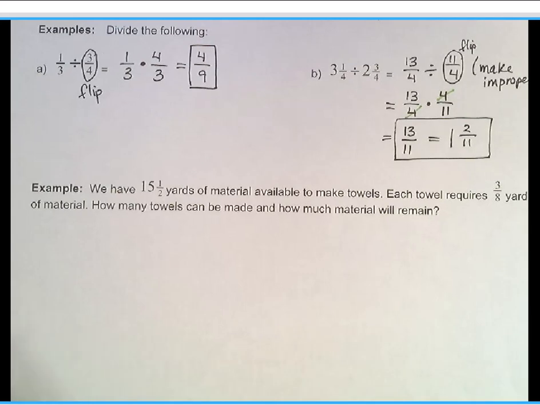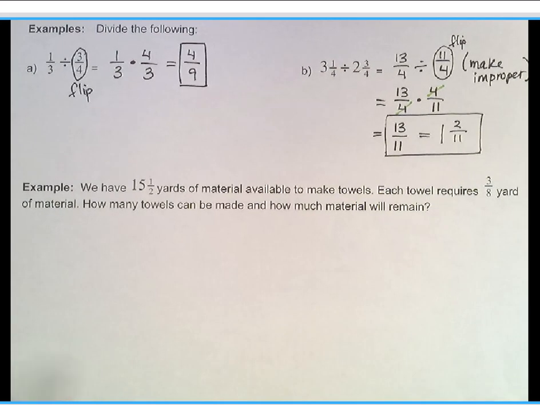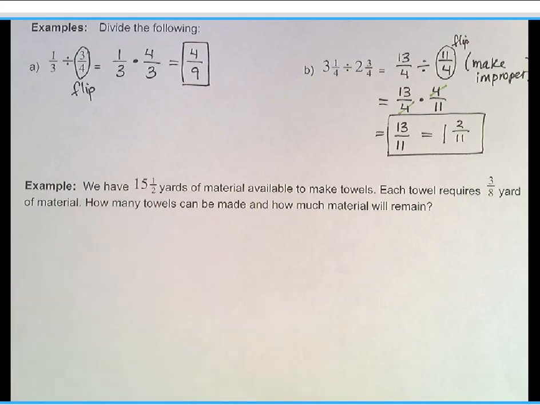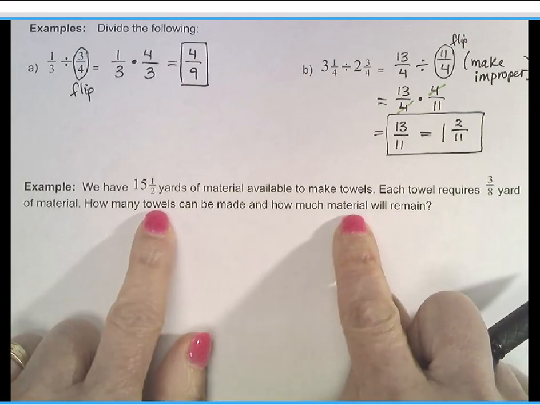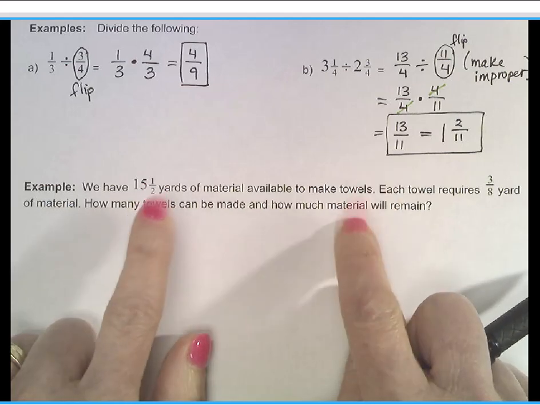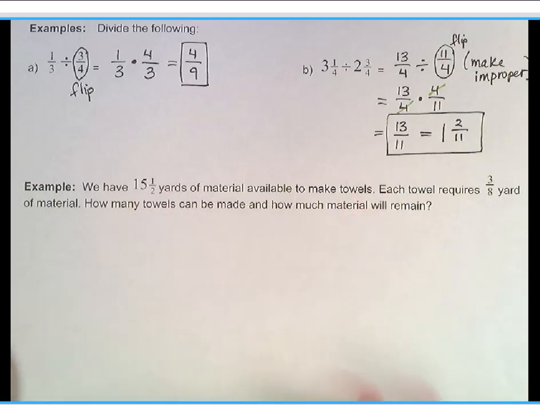We've got 15.5 yards of material available to make towels. Each towel requires 3/8 of a yard of material. So 3/8 of a yard is how much one towel takes, and we have 15.5 yards of material total. How many towels can be made and how much material will remain? So they're asking you for two things: the number of towels and the amount of material. That's towels and yards. It's two different things. So we need to have a conversation as we go through this about what all these numbers stand for.